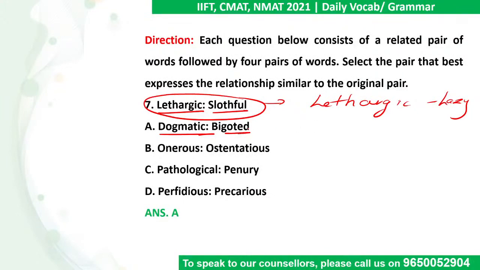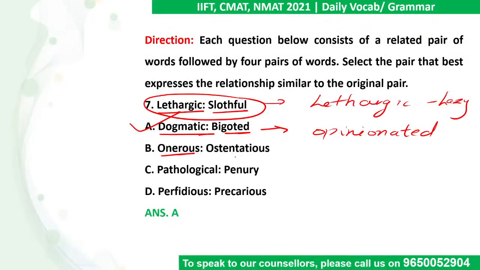Dogmatic or bigoted, dogma or bigot, it means opinionated. When someone is a bigot or someone has dogmatic beliefs, he is not willing to change his opinion. He is attached to his belief, to his opinions, and you cannot change that, right? So A happens to be the answer.